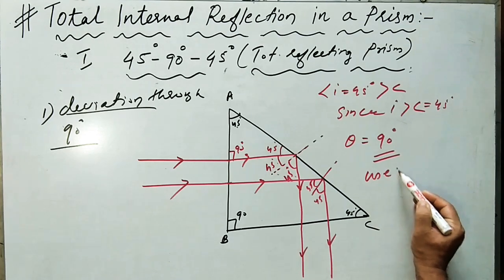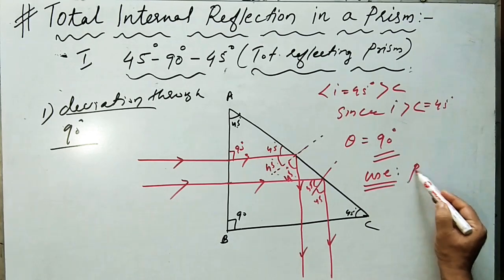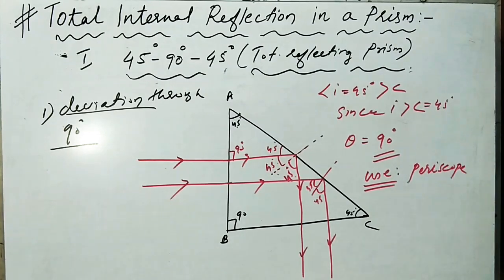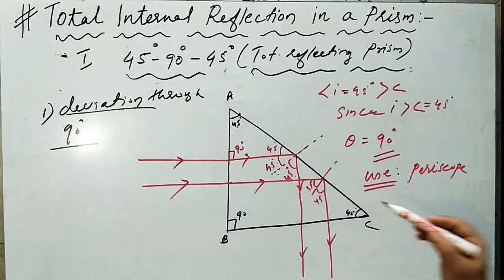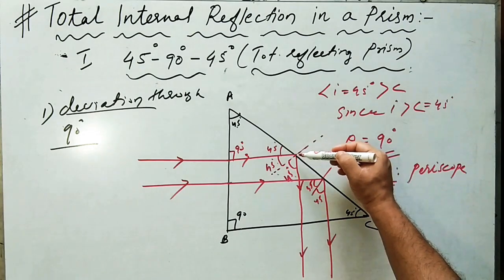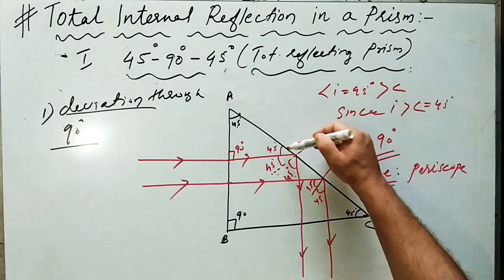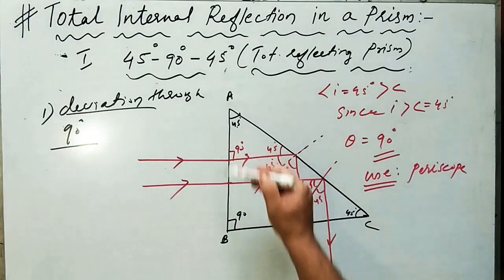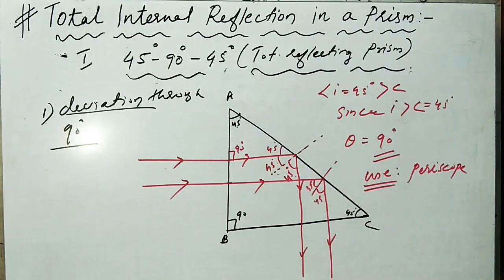So, very important, it is used in a periscope, where a total reflecting prism is preferred over a plane mirror. If you keep a plane mirror, what will happen? A plane mirror will also serve the same purpose as a total reflecting prism, but there is a loss of energy and the image will be less bright.